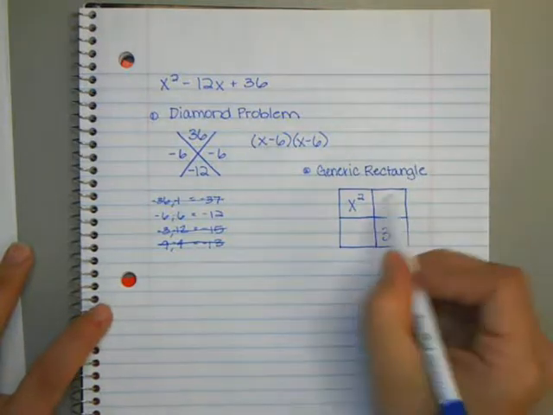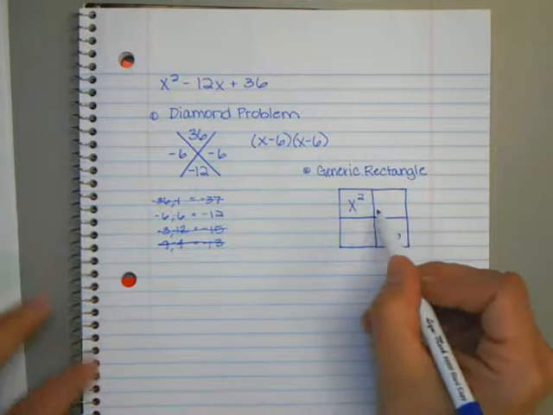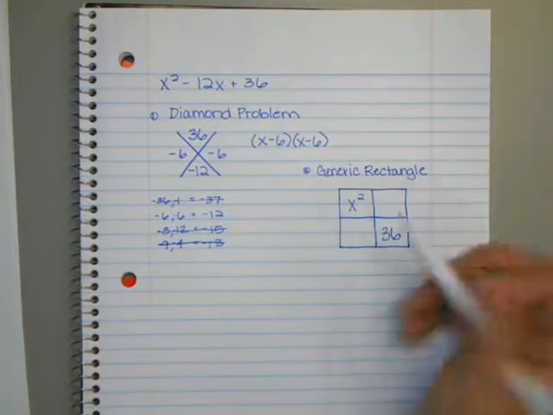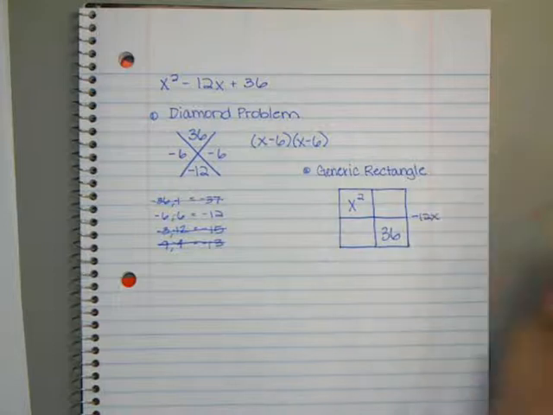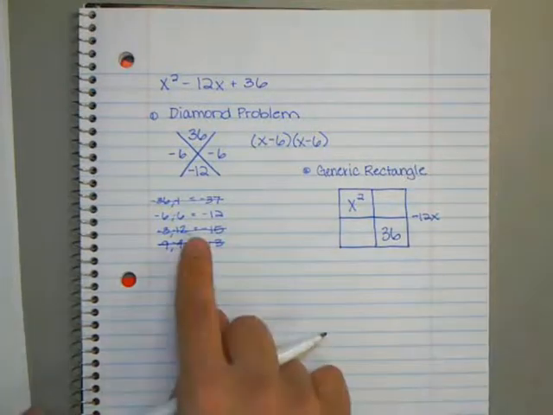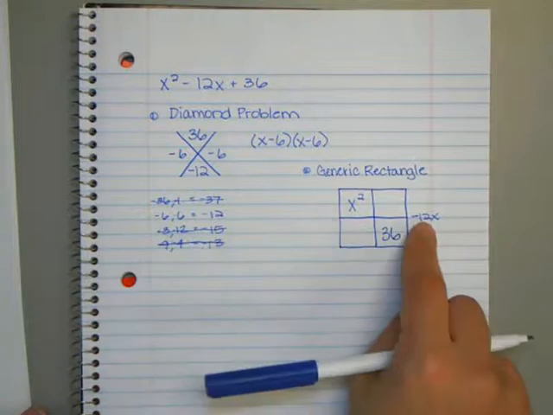Now I can't fill in these two, because I need to get these two by adding. So over here, I'm just going to make a little note that I need to get a negative 12x. Now again, I'm going to revisit my factors of 36 that are over here, that when I add, give me a negative 12x.